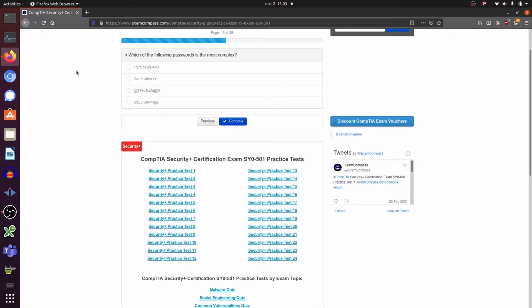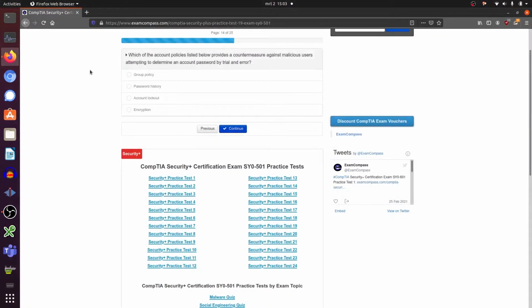Which of the following passwords is the most complex? The most complex, let's see, this one. Lowercase, uppercase, special signs.